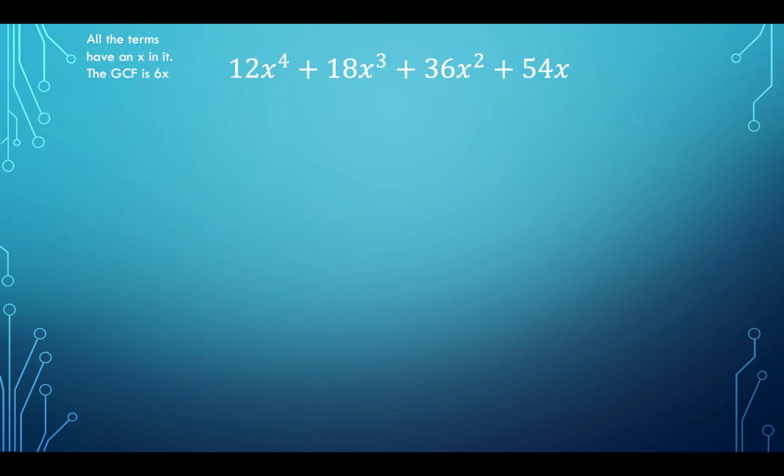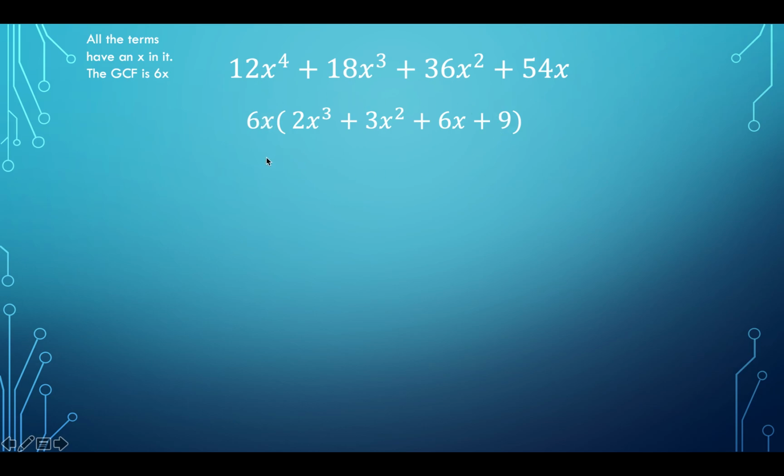So all the terms here have an x in it, and the greatest common factor here is 6x. So we pull out the 6x and then we factor the rest of the problem. So it becomes 6x times 2x to the third plus 3x squared plus 6x plus 9. Now, if we want to check that this factoring was correct, we would distribute the 6 back to each and every single term here, and then we would get the original problem back as our answer.